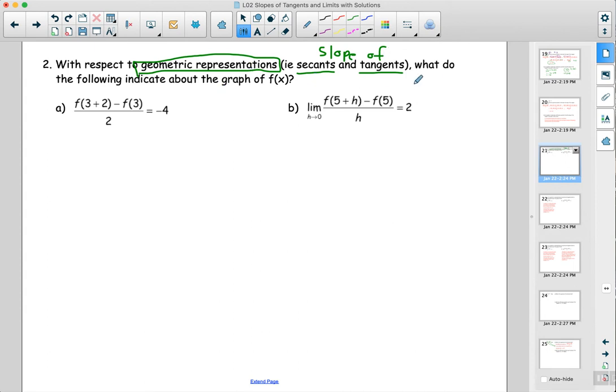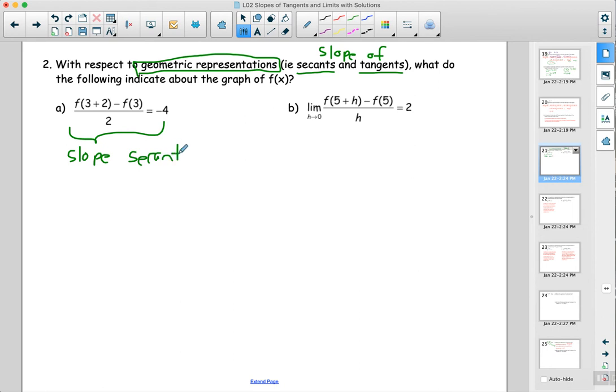Can you tell what the function is? Can you tell what points are being connected, etc.? And again, if you want more timing, I would suggest that you pause. So right now, I'm going to note that this is a secant. It's the slope of a secant. How do I know that? Because I don't see a limit as h goes to 0 in front of it. So this is definitely a slope of a secant.